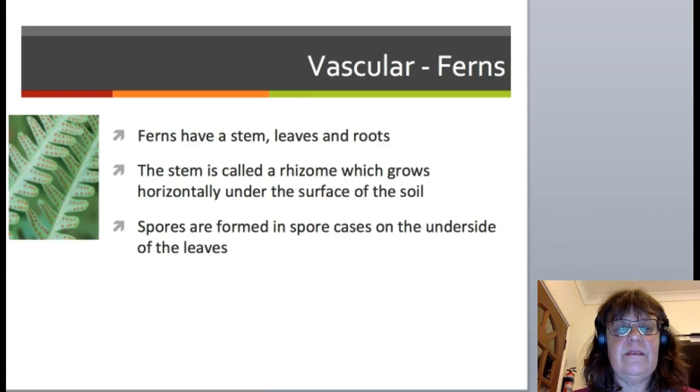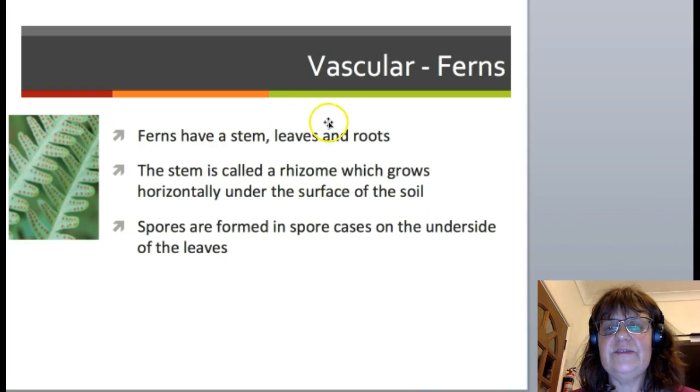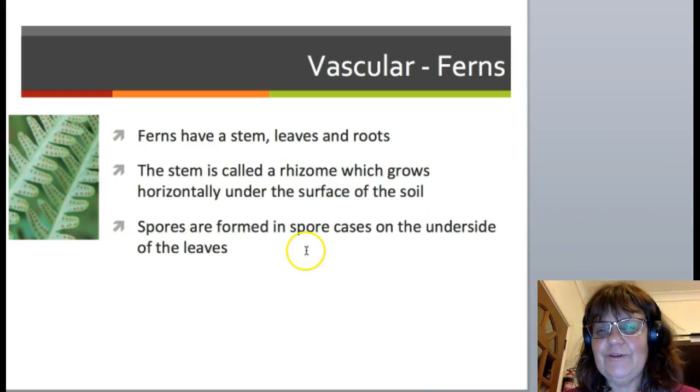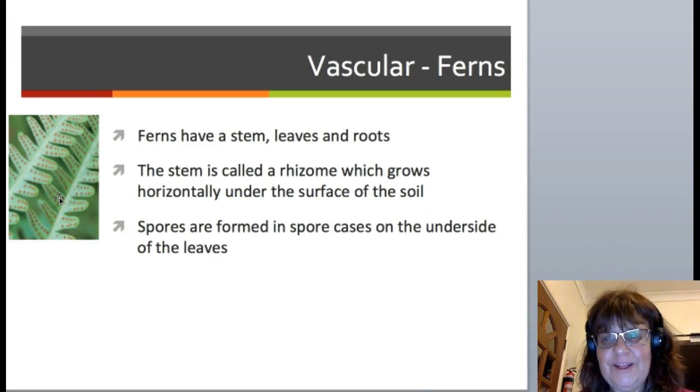Now, vascular plants can be divided into a few different kinds. So we have ferns, which have stem, leaves and roots, but the stem is called a rhizome and actually grows along the ground under the surface of the earth. So if you see some ferns you dig away, you can see their roots there. These little brown dots are spores that are in spore cases on the underside of the leaves. So they don't have flowers and they don't have seeds. And they're normally not very tall, except for the big tree ferns.